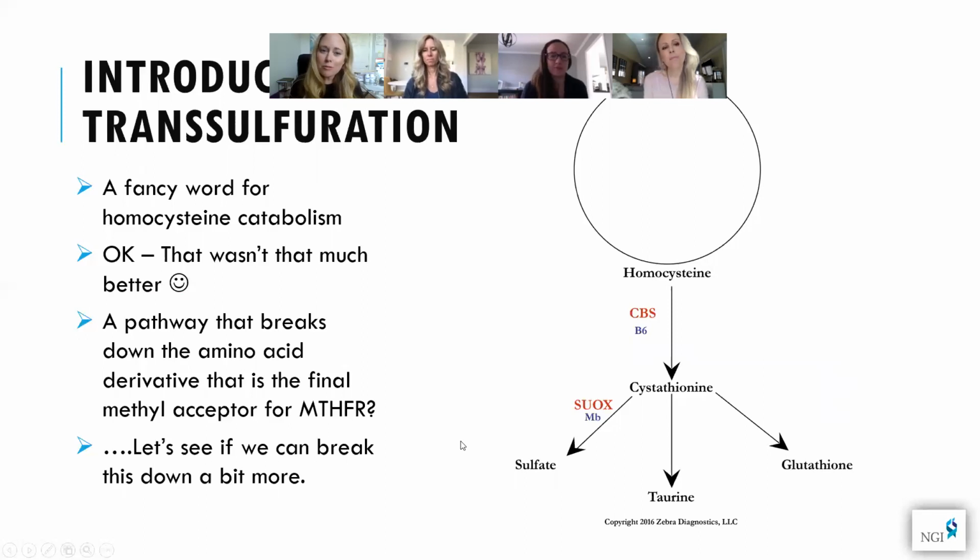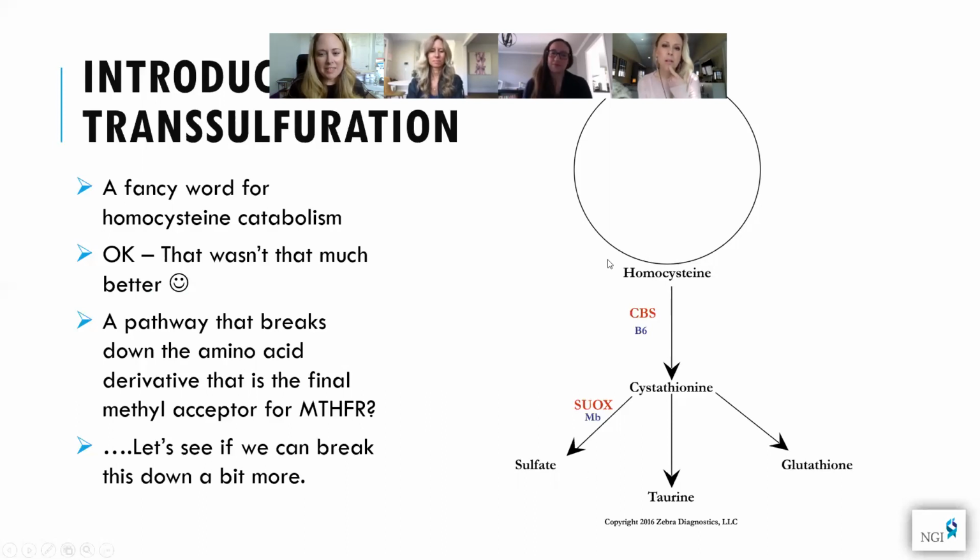All right, so pathways. Some people are visual learners, other people like to see words. Essentially, transsulfuration is a fancy word for homocysteine catabolism. And if that still sounds like Greek, it's basically a pathway that's breaking down the amino acid derivative, the final methyl acceptor for MTHFR. I'm being a bit silly here, because that also sounds like Greek to most people.